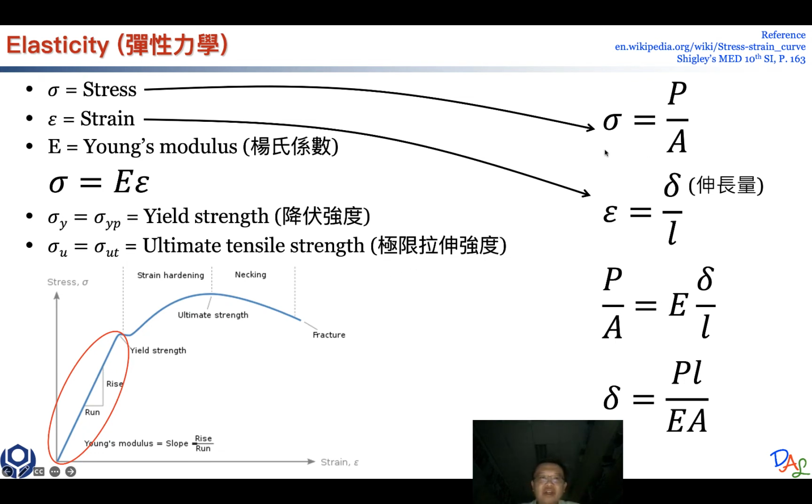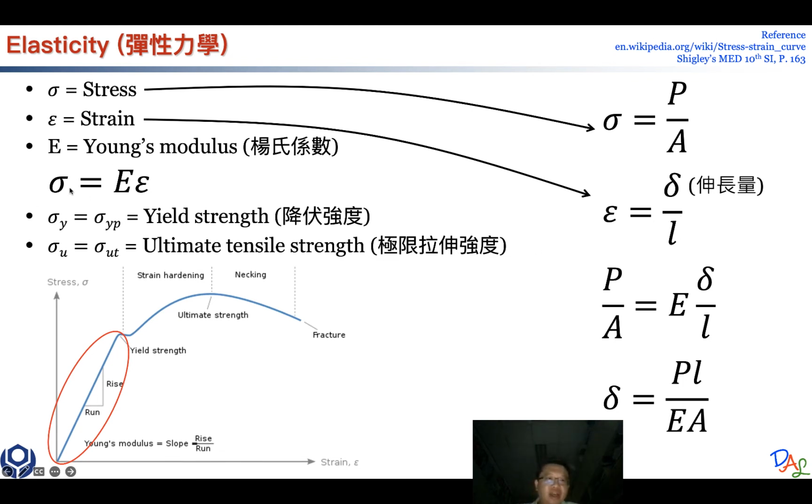And over here, based on the definition, stress equals force divided by the area, and strain equals the deformation over its original length.